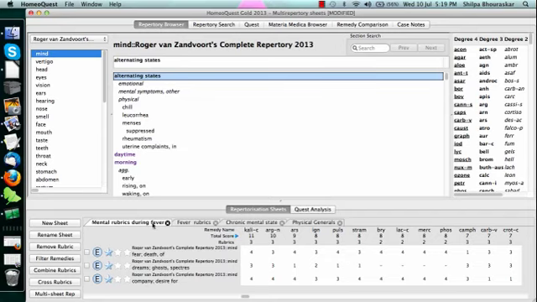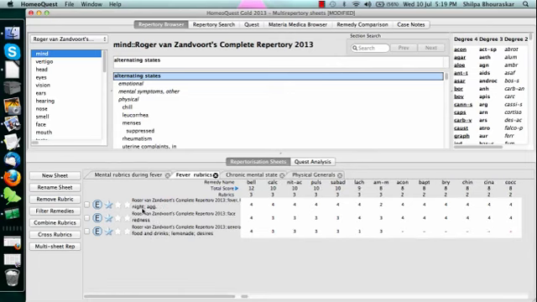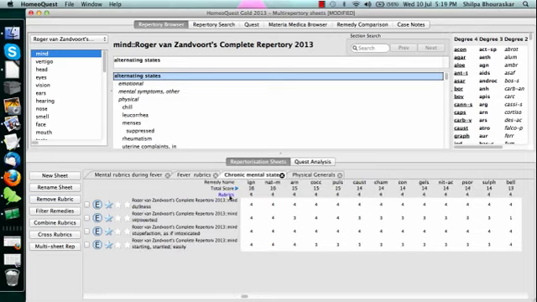So in the first sheet, I have the mental rubrics during fever. Now I'll just enlarge this a bit, and you could see fear, death of, dreams of ghosts, and company desire for. In the second one, I have the fever rubrics, the physicals themselves. So I have night aggravates, which is when the fever came up, the redness of the face, and the desire for lemonade.